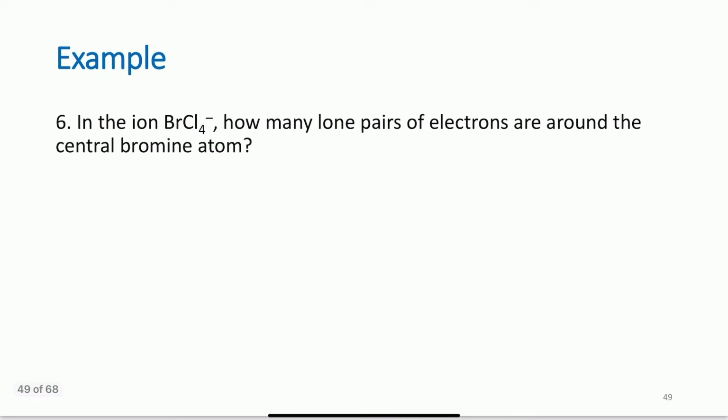Okay. In the ion BrCl4-, how many lone pairs of electrons are around the central bromine atom? Br, 7 valence electrons. 4 chlorines, 4 times 7 valence electrons. 4 times 7, 28, plus 7, 35. Plus a negative charge, 1 valence electron, 36 valence electrons.